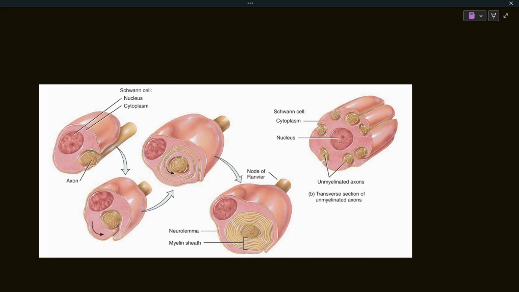Okay, so neurolemma is present in unmyelinated axons, but the multilamellar structure of the plasma membrane of the Schwann cell, which is formed in myelinated axons, is absent. So myelin sheath is absent. Okay, let me write it here. In the unmyelinated axons, myelin sheath is absent, but neurolemma is present.